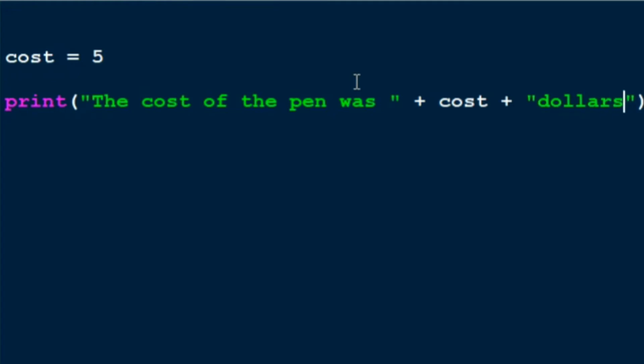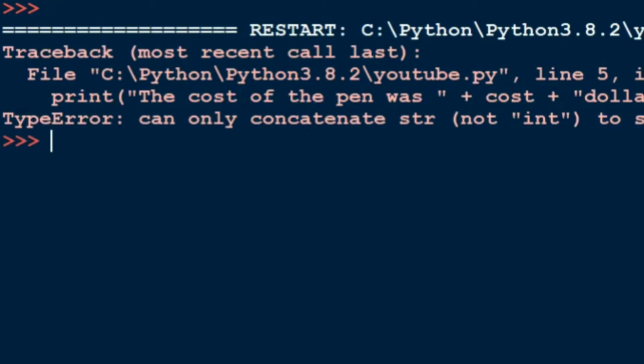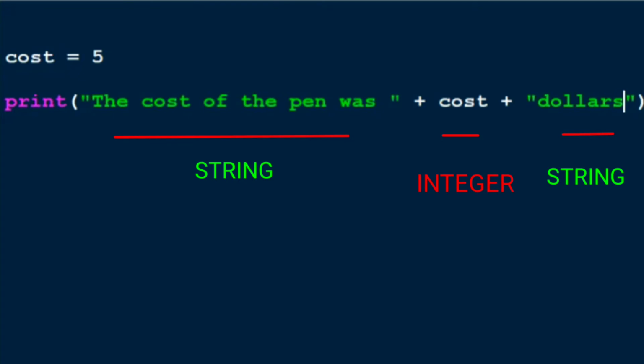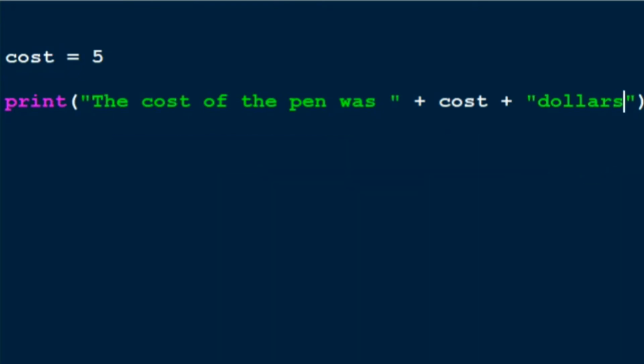Hopefully you guys got this. So what I basically want to print out is the cost of the pen was $5. But do you guys think this will work? Let's check it out. Now if we save here and run it, it'll most probably show us an error. There you go. So basically what happened is the cost of the pen was, that's a string, right? Cost is an integer and dollars is a string. So basically in a print statement you can only have one data type, that is either integer or strings.